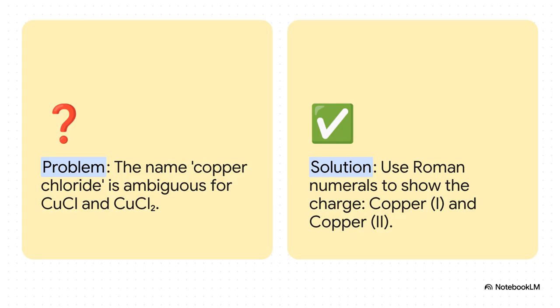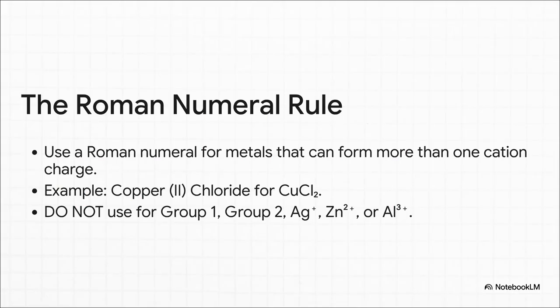And that solution is Roman numerals. So here's the rule. If a metal can have more than one possible positive charge, you have to tell us what that charge is using a Roman numeral in parentheses. That's why CuCl is copper(I) chloride. The copper has a +1 charge, and CuCl2 is copper(II) chloride, because that copper has a +2 charge.